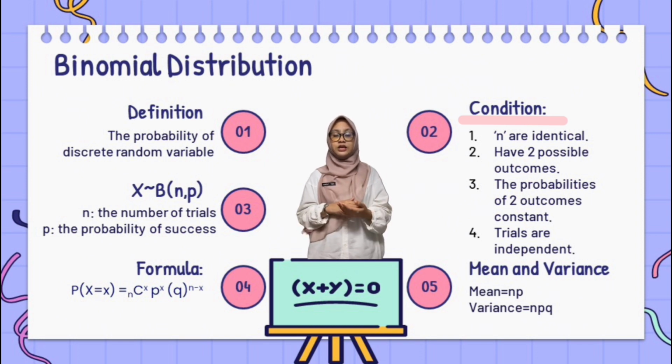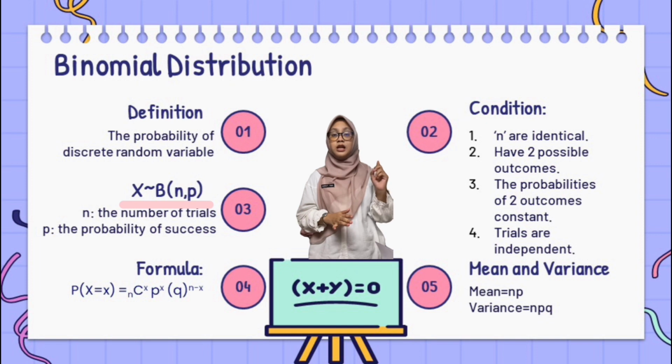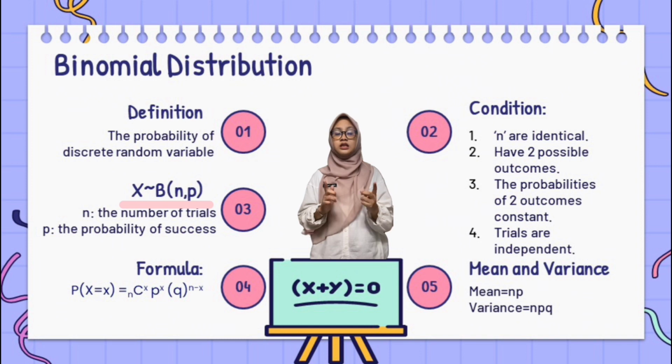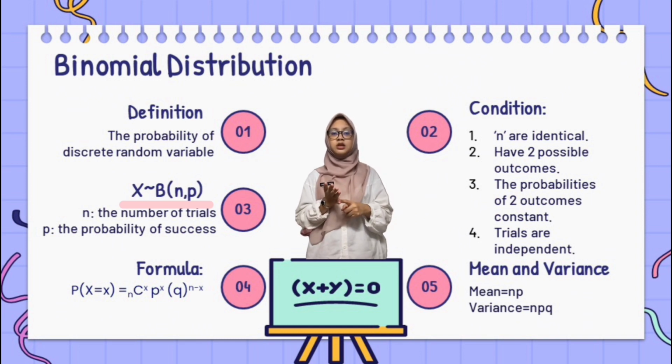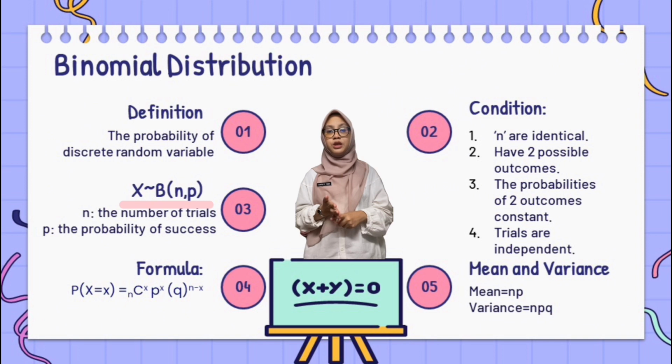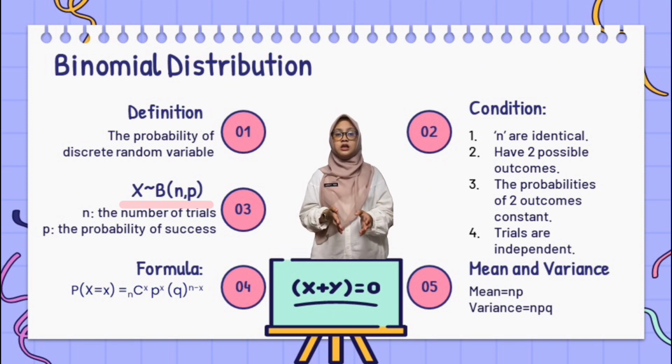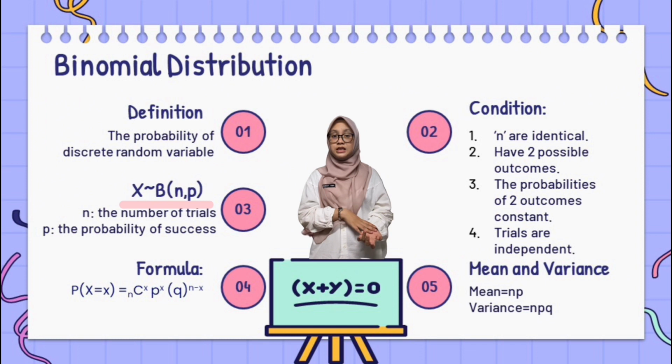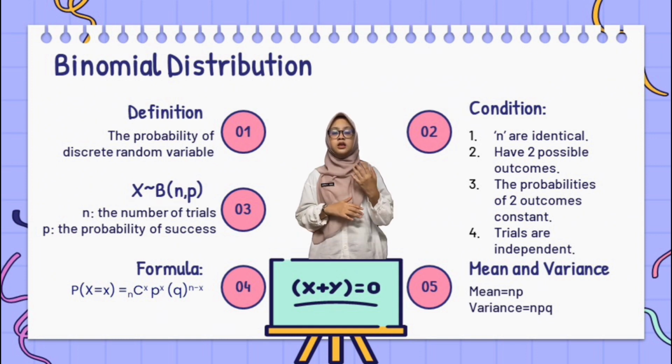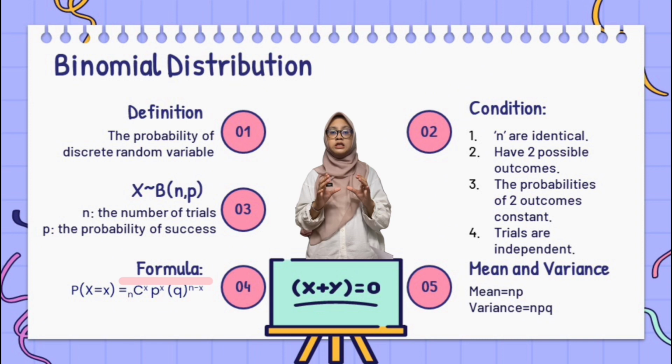The last condition is that the trials are independent, which means each trial's outcome will not affect another trial's outcome. Next, let random variable X be the total number of successes in the n trials, and read it as X is binomial distribution with parameters n and p, where n is the number of trials and p is the probability of success. To find a binomial probability, you need to memorize the formula, and this is the formula.